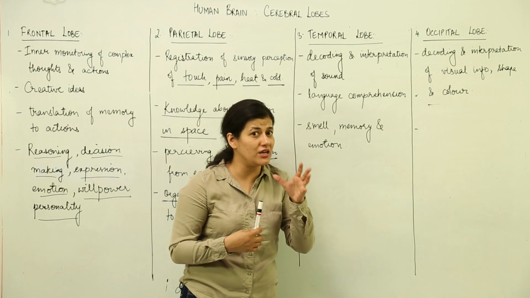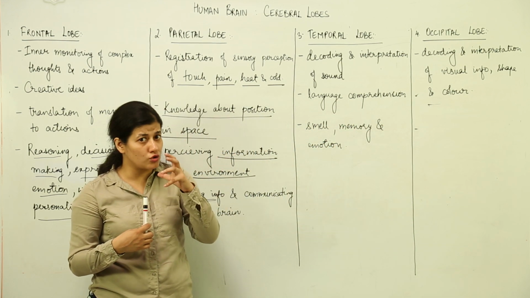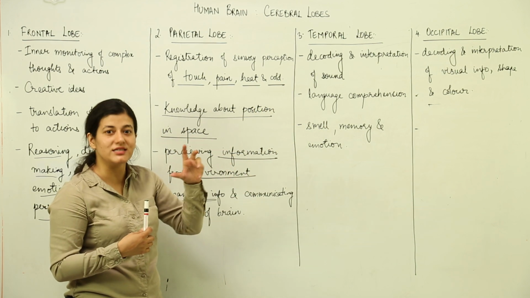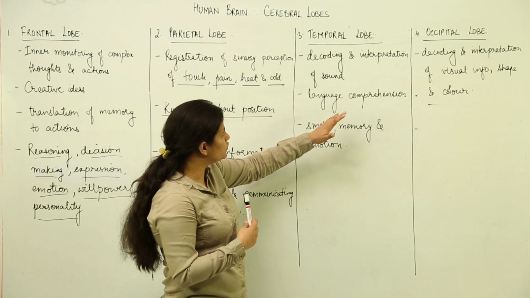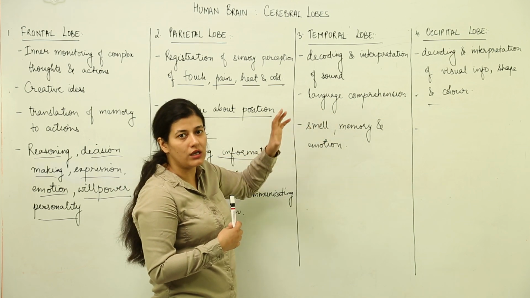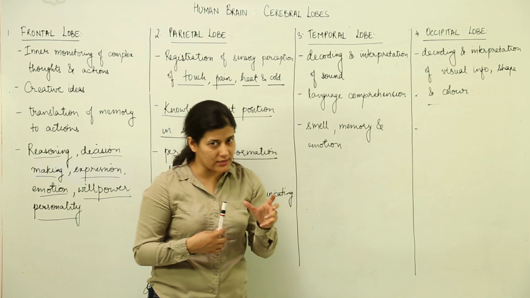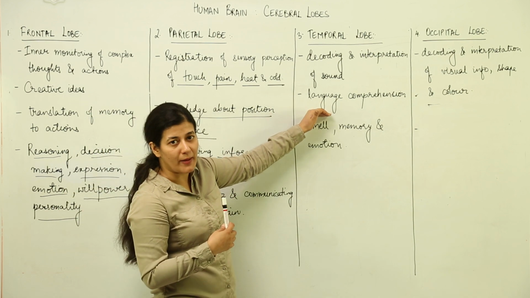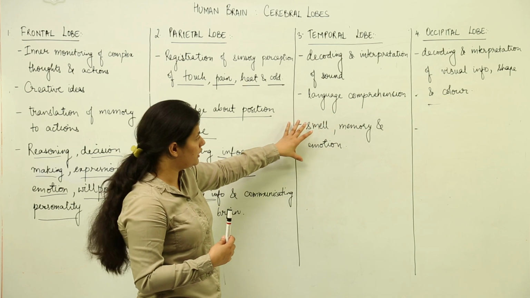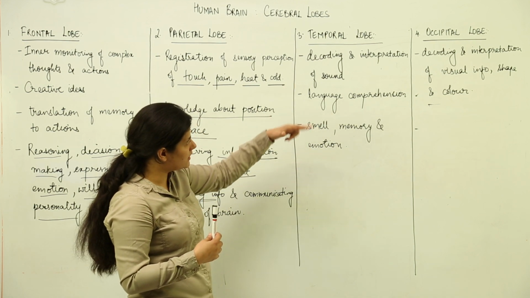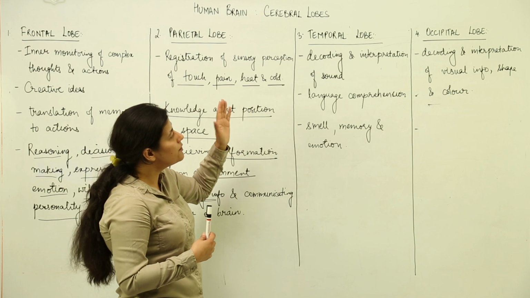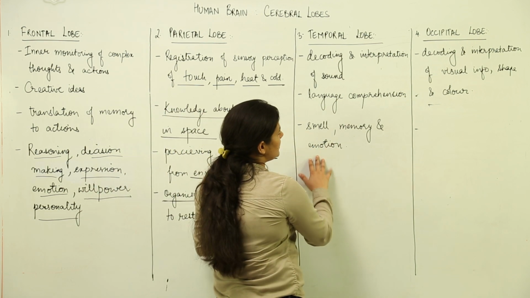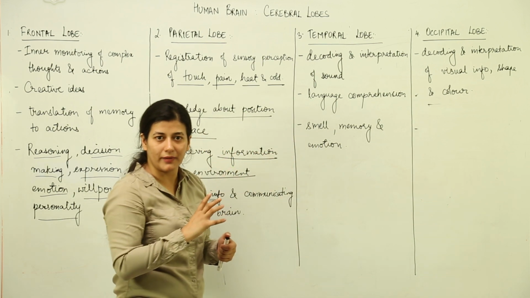That is why the human brain is so advanced, because it has all these functions carried out in the cerebrum, one of which is language comprehension. You know that birds also hear sound and respond to it, but this language comprehension part is very important for the human brain. Apart from this listening process, that is the interpretation of sound and language comprehension, smell, memory and emotion at times are regulated by the temporal lobe.